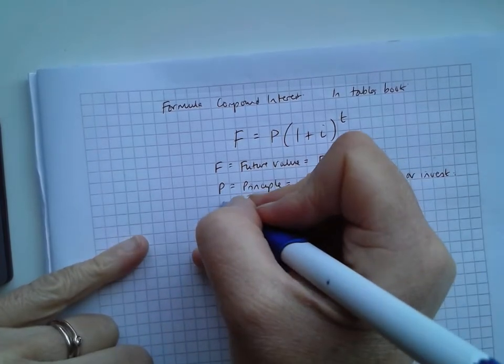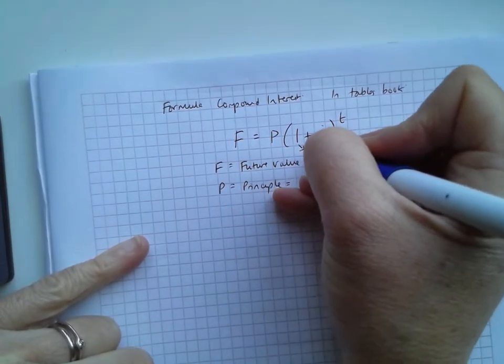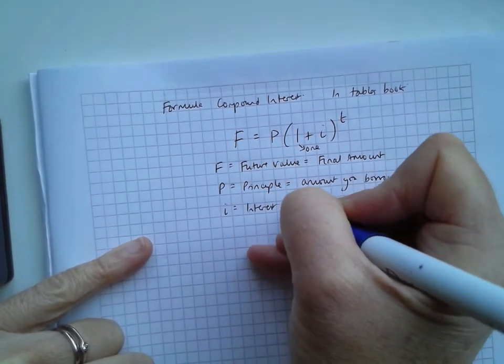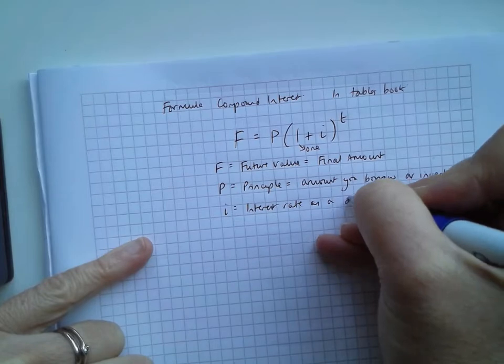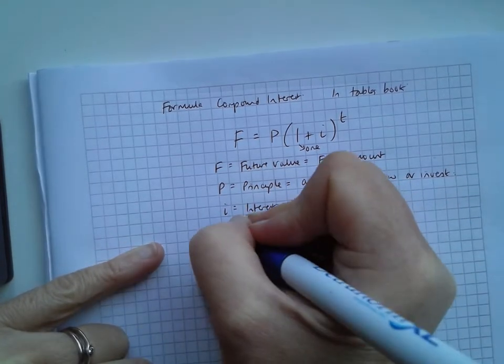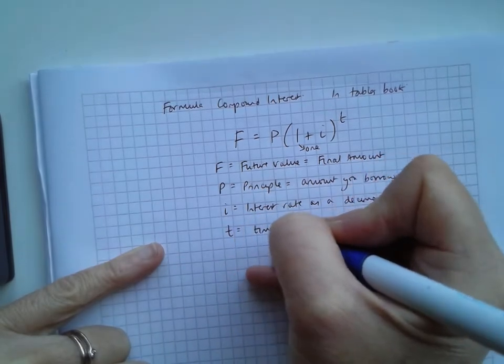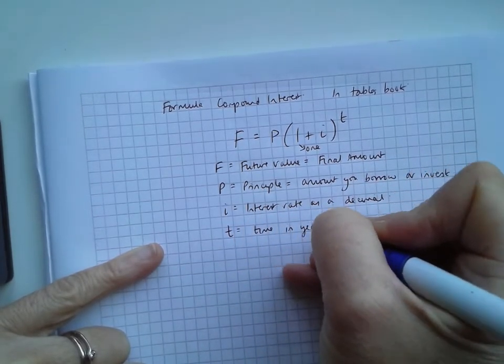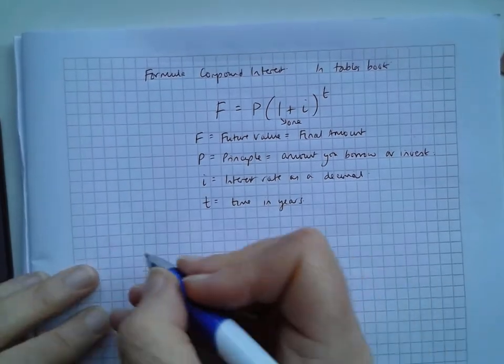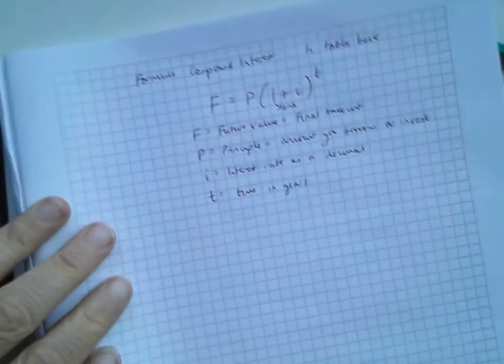1, this is just the number 1. I refers to the interest rate as a decimal. We'll talk about that now in a second. And T refers to the time, usually in years. So let's take our example from a moment ago. We had 5,000 borrowed for 3 years at a rate of 10%.